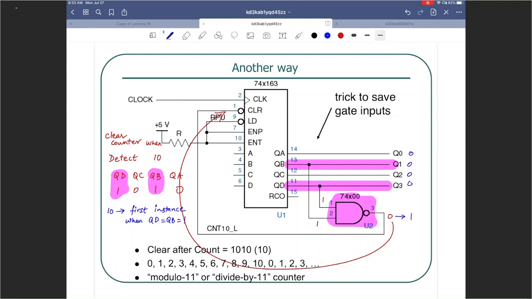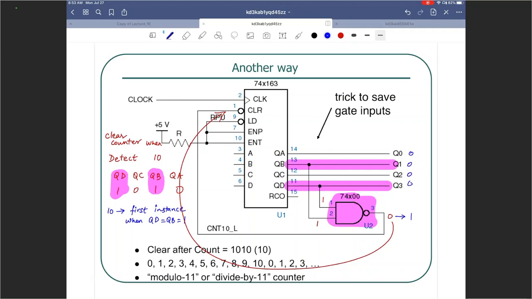Clear and load are both user inputs, right? So it depends on when the user chooses to activate clear or load. Because if we wanted to achieve a 1 to 9 counter, wouldn't we need to track the output and use that for loading, right? Not clearing, for loading. Because we want to start at 1, so we don't want to start at 0. So we cannot clear. We have to load it.